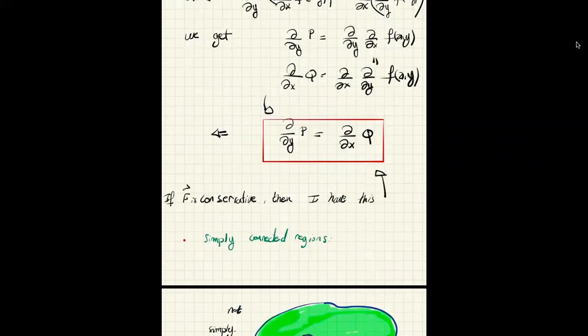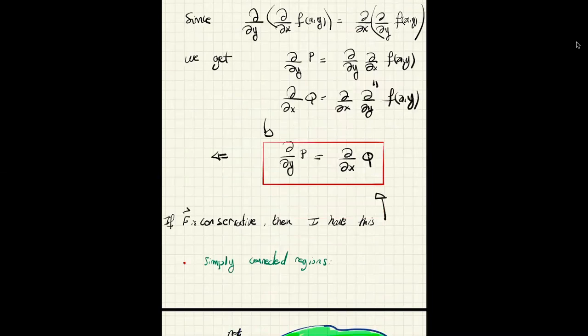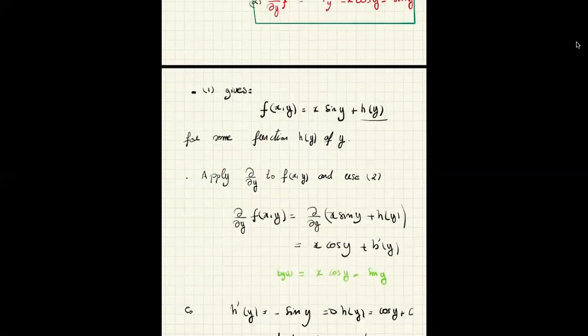If they are not equal, the field cannot be conservative. Because if it's conservative, and they have continuous first order partial derivatives, then they must be equal, but they are not equal. So it's impossible that it is conservative. Okay, so that's the thing. This is the catch. If it's conservative, then they must be equal, but they are not equal. So let me just remove this.